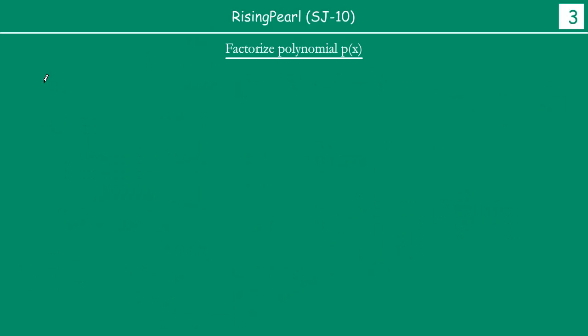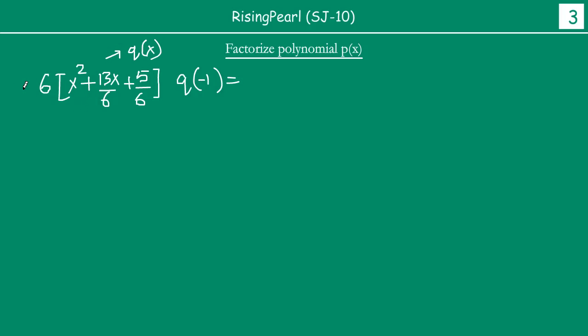So we have 6 times x square plus 13 by 6x plus 5 by 6, right? Now we want to try the value of q at मान लीजिए -1 first. So -1, and this is our qx, right? This is our qx, and this entire thing is actually our px.